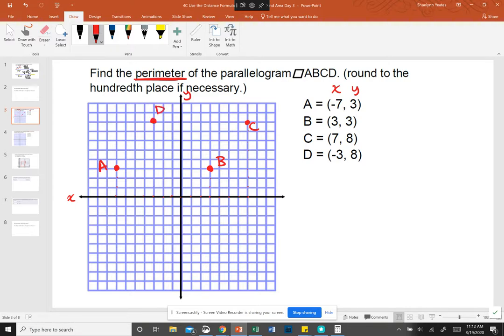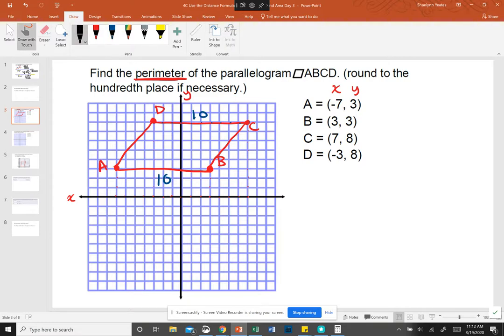So here's D. So now if I connect all these dots, here is my parallelogram. Notice that it's not a rectangle. That's super important. What's really nice about this one is it's super easy to count how long AB is and how long DC is. So DC is 1, 2, 3, 4, 5, 6, 7, 8, 9, 10. That is 10 long. And if we do the same thing to AB, we find that it is also 10 long.